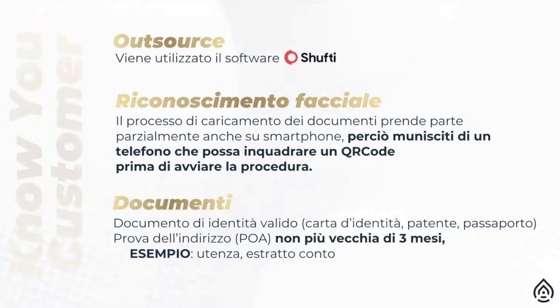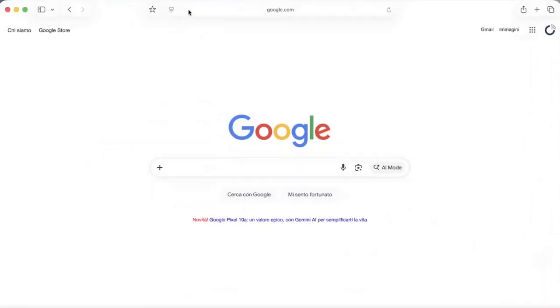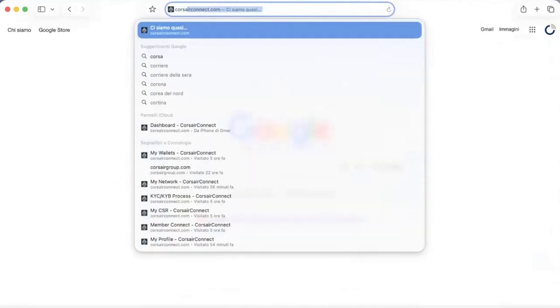After that, prepare your identification document in advance, such as an identity card, a valid driver's license or a passport, and a so-called proof of address, which must not be older than 3 months. And just as an example, it can be a utility bill or a bank statement. Now let's see it together.